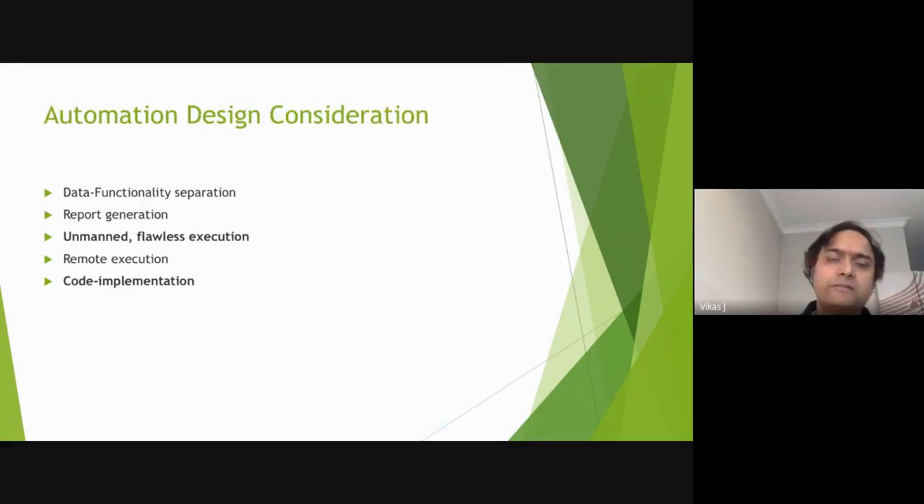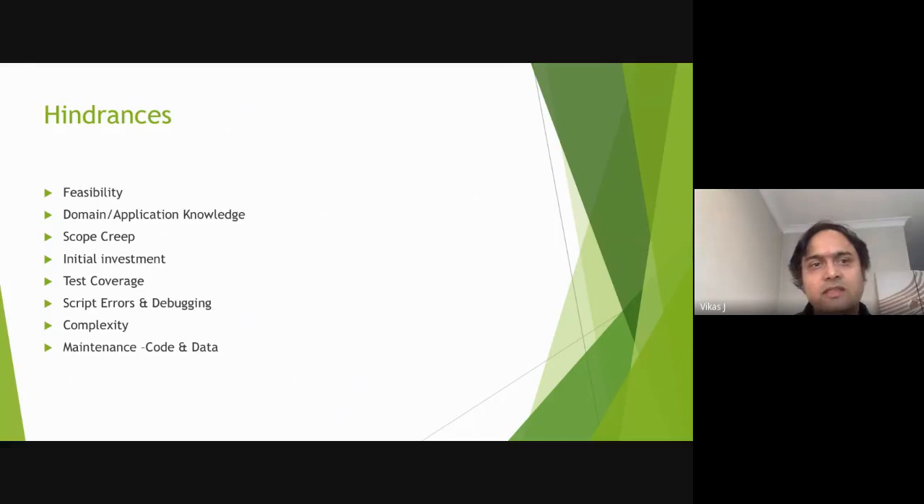So now, a few more design considerations. That was from the planning point of view. This is from the design point of view. Especially if we are doing agile in-sprint automation, how exactly are we going to automate everything within a particular sprint? How exactly are data and functionality separated? What kind of reports are we generating? The details about execution, if it requires manual intervention in between, which is not good. And how exactly are we going to implement the code? So these are a few factors that we have to think about.